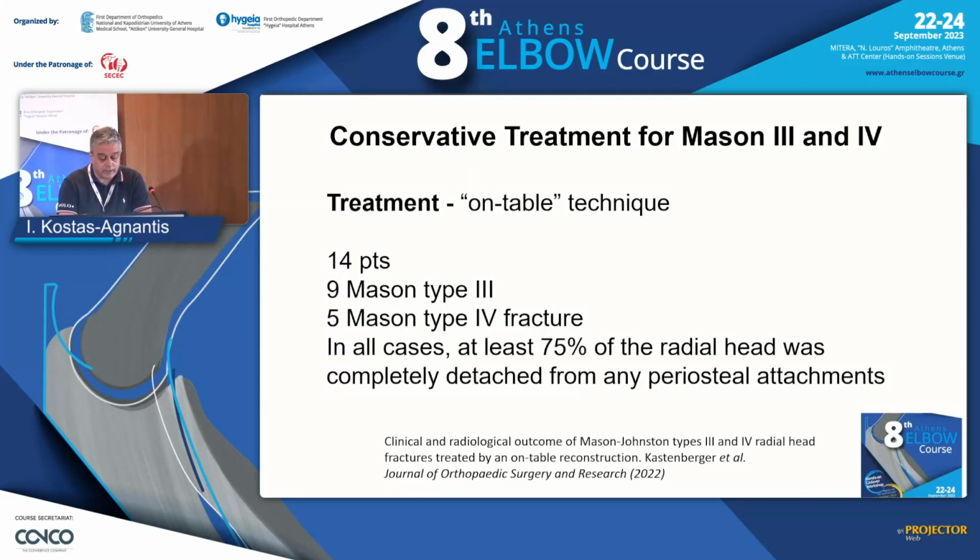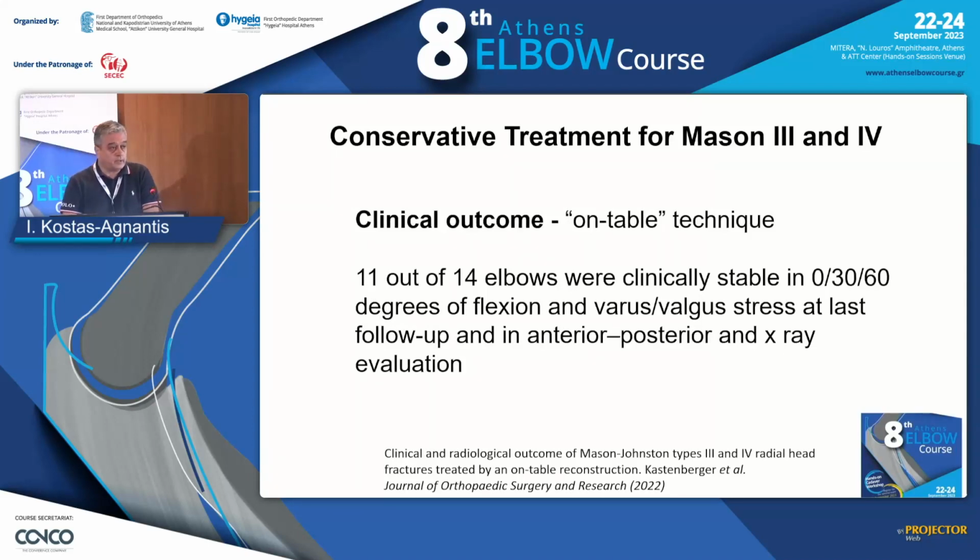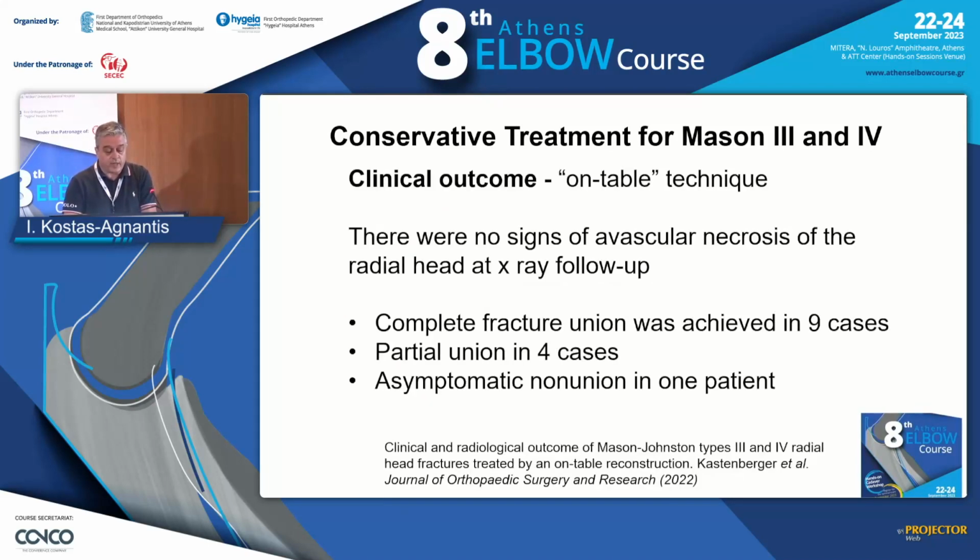In those cases, 75% of the radial head was completely detached. A nice approach for those cases is an on-table reconstruction, because it's a very difficult in situ reconstruction of these fractures. So with this technique, with on-table reconstruction, 11 out of 14 elbows were clinically stable in 0, 30 degrees and 60 degrees of flexion.